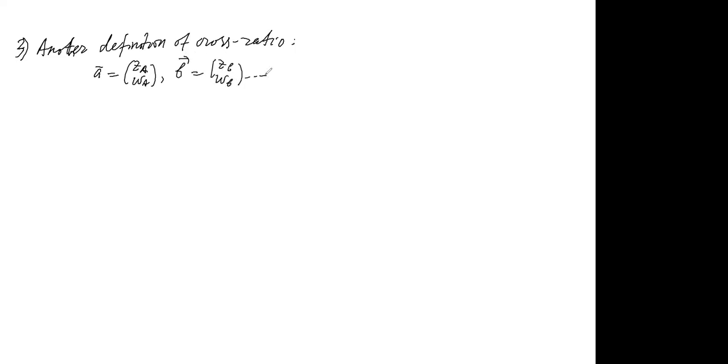Here is another definition, if you want, of cross ratios. Suppose we have 4 vectors. So we used to have 4 points in projective plane, A, B, C, D. Now we consider 4 vectors, A, Z, A, W, A, B, Z, B, W, B, and so on in, well, C2, for instance, or R2.